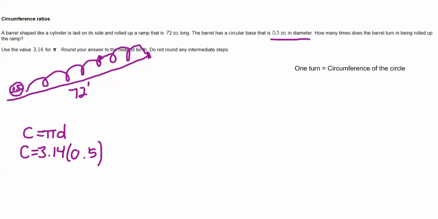Multiply that out. We get 1.57. So one turn of the cylinder, one turn of the barrel will cover a distance of 1.57 meters. Okay? If the entire distance of the ramp is 72 feet, sorry, this shouldn't be feet up here, this should be meters. I apologize for that.